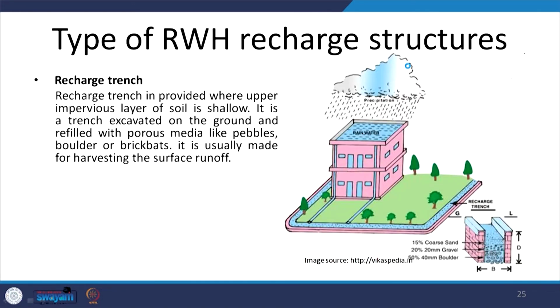We have also discussed the concept of recharge pit. When it is in the form of long trenches, it is called a recharge trench. The cross section almost remains the same.